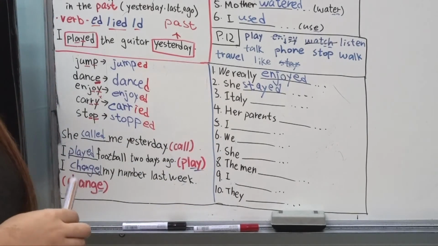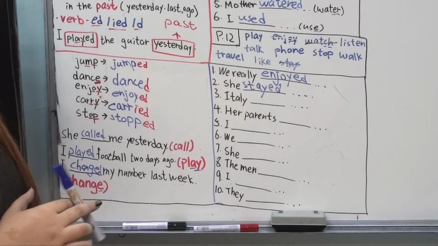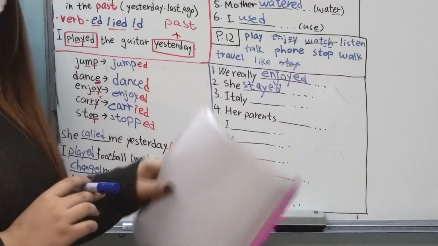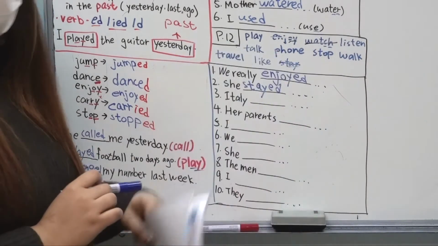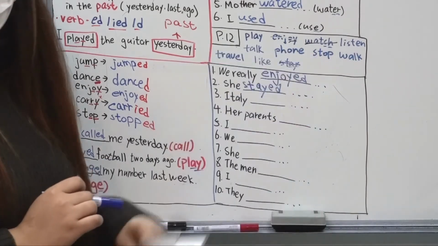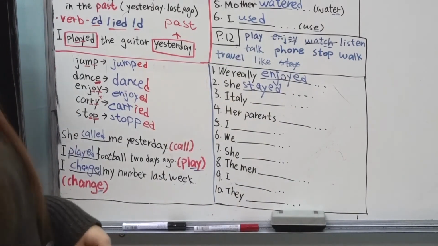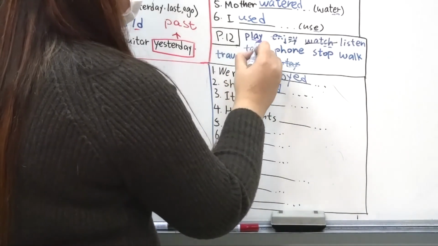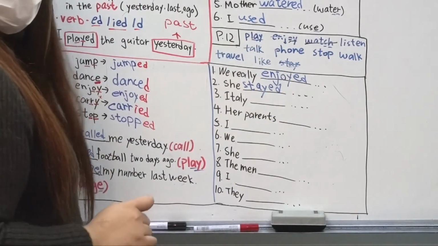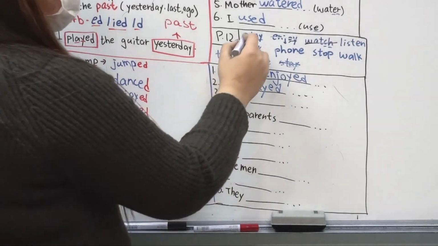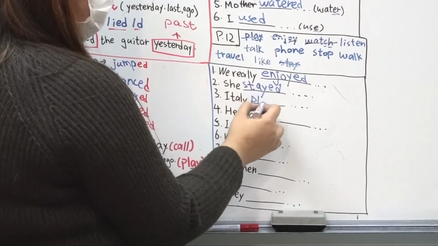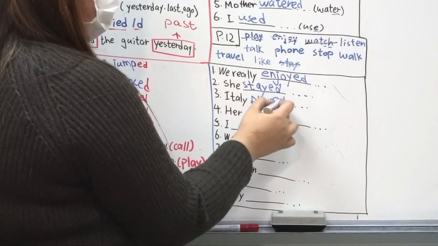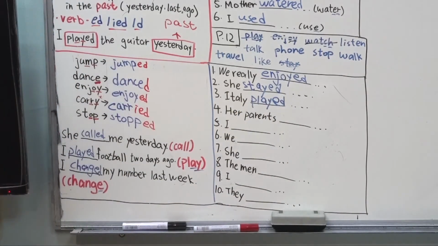what can we do with football? We can't walk football. We can't talk World Cup. We can't phone World Cup. So the proper answer is play. It ends with a vowel and letter Y. So we just add ed. Will be enough for us. Okay? Number 4.